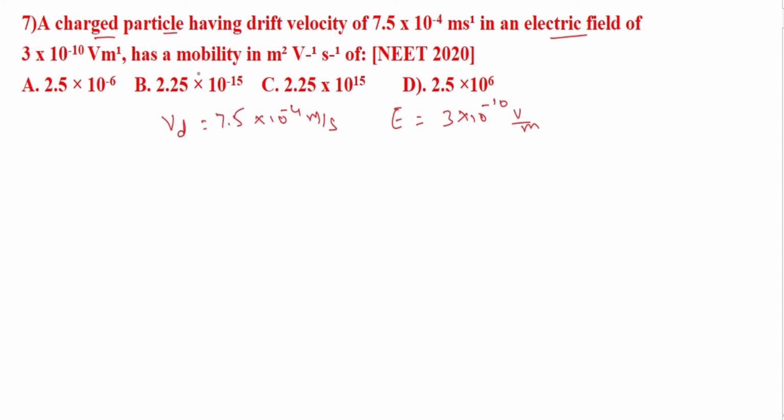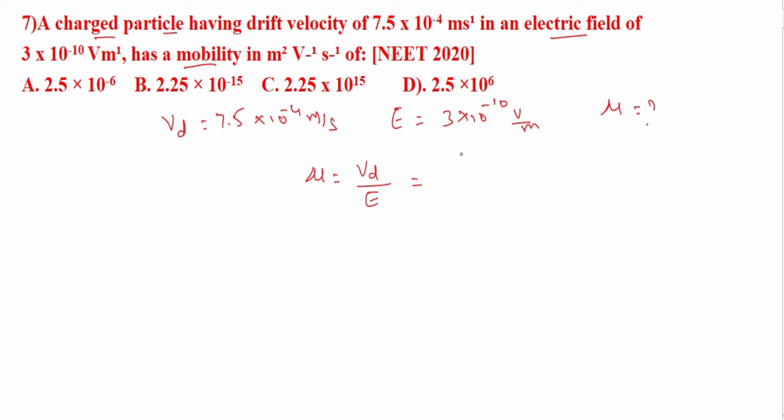Now what is he asking us to calculate? He is asking us to calculate the value of mobility. Mobility is equal to how much? Okay, we know that the formula for mobility is mu is equal to drift velocity per unit electric field. That is mu is equal to Vd by E.